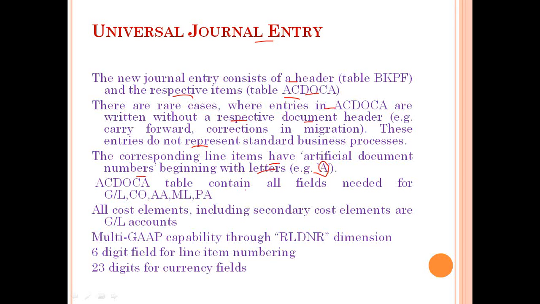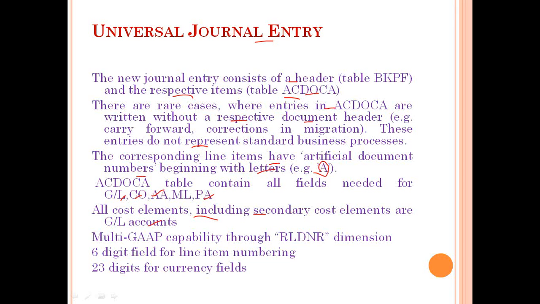So the ACDOCA table contains all fields needed for GL account postings, controlling postings, asset accounting postings, ML postings, and profitability (PA) postings. All line items are posted in a single table, that is ACDOCA. So all cost elements, including secondary cost elements, are GL accounts here. But for the secondary cost element GL accounts, we will not normally post using FI transactions. That is used separately for CO postings only. But we will create those secondary cost elements also in FS00.